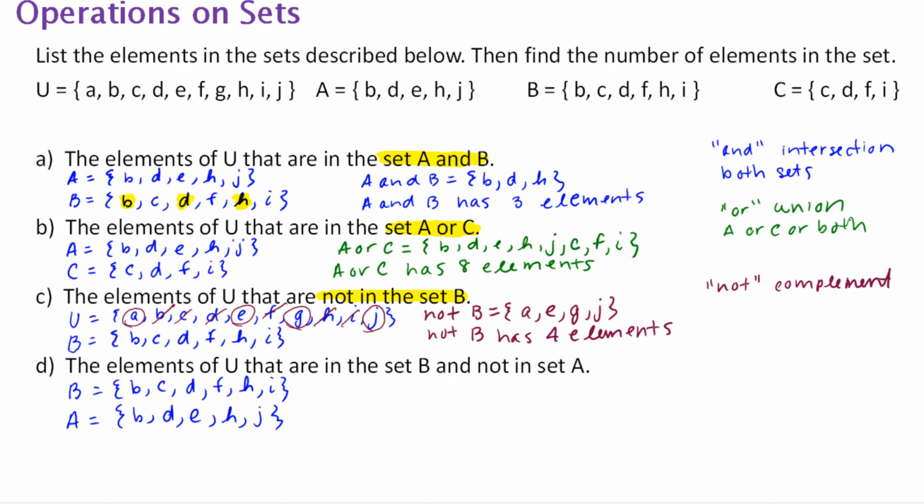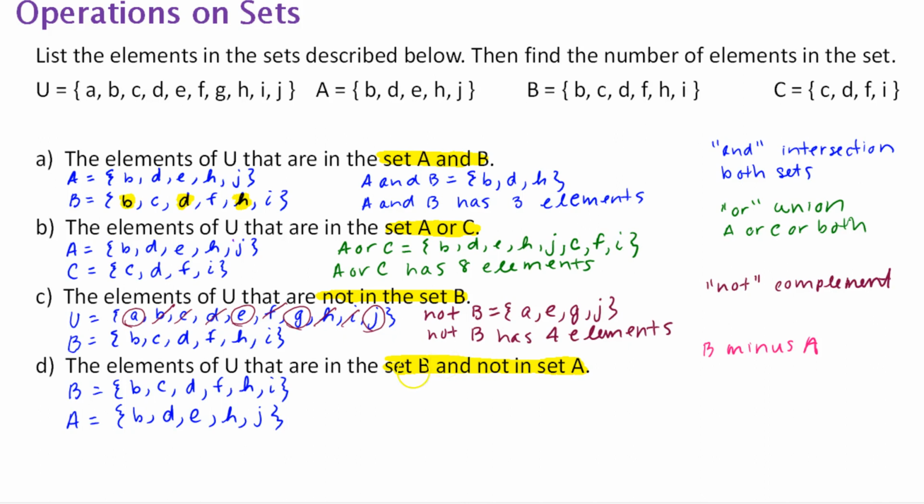And finally, for letter D, we are asked to find the elements of U that are in the set B and not in the set A. And we can think of this as the operation of what we call minus. So here we'll write B minus A. Now notice there is another direct way to find this, but I want you to think of this in another way. We could find the set B, find the set not A like we did here, and then see what elements are in both.